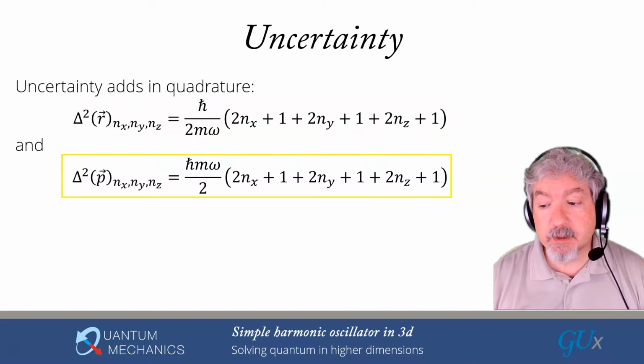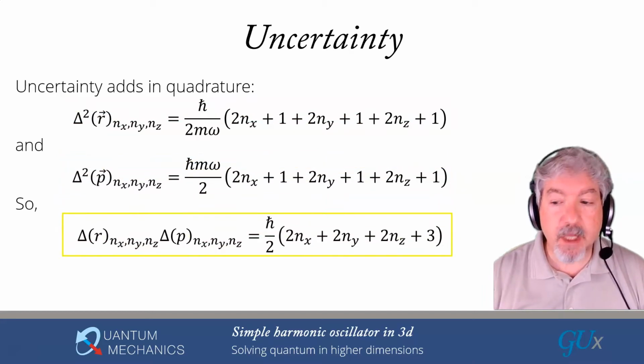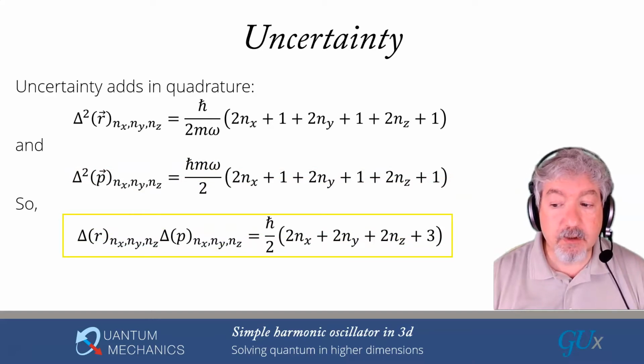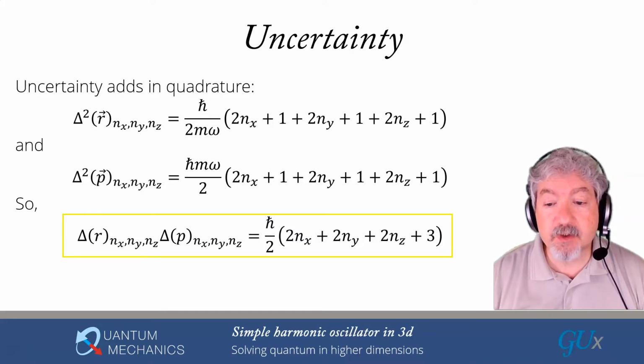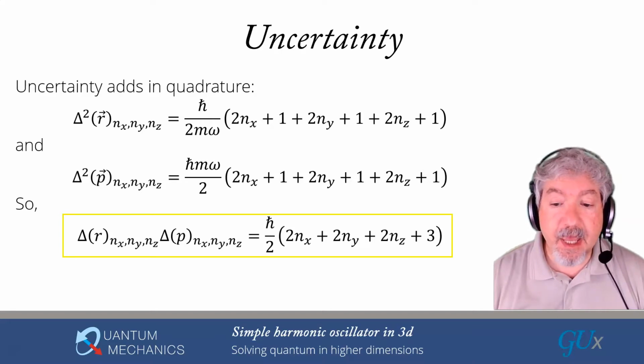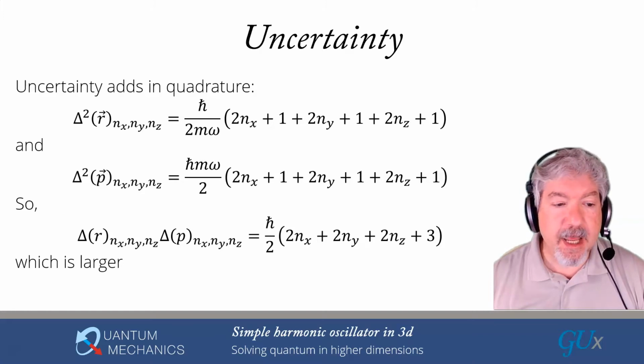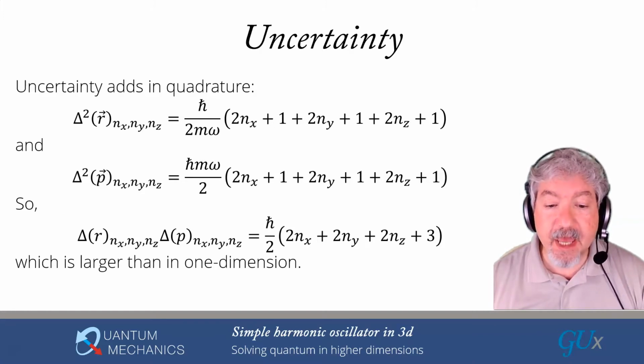Now, what happens when we look at the uncertainty product? Well, I have to take the square roots, and I look at the product of those square roots, and I find that it's equal to h bar over 2 times 2nx plus 2ny plus 2nz plus 3. And when I look at the ground state, you see that the uncertainty now has a 3/2 h bar omega. And so it's bigger than what we had in one dimension. It's in fact 3 times bigger for the uncertainty product.